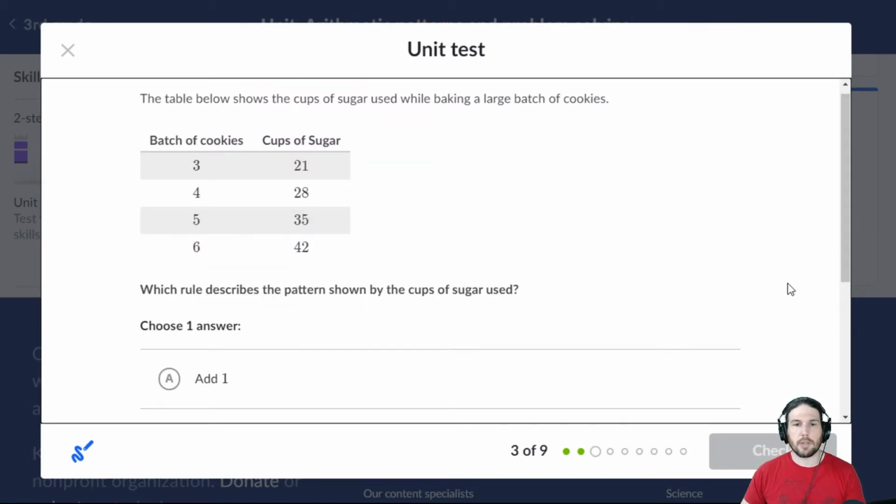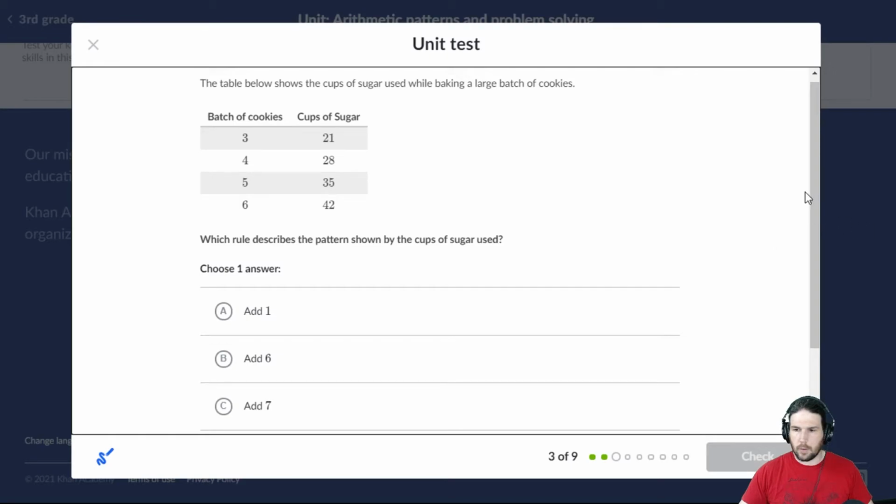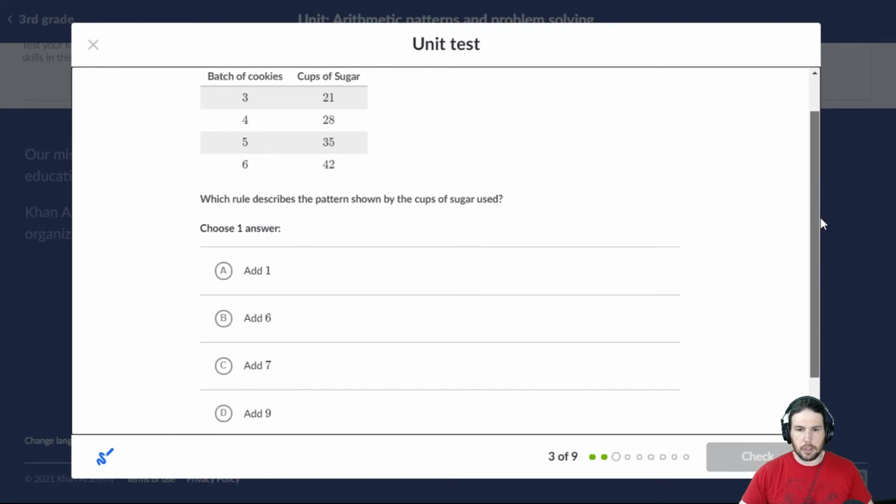The table below shows the cups of sugar used while baking a large batch of cookies. Which rule describes the pattern shown? That looks like add 7 to me.